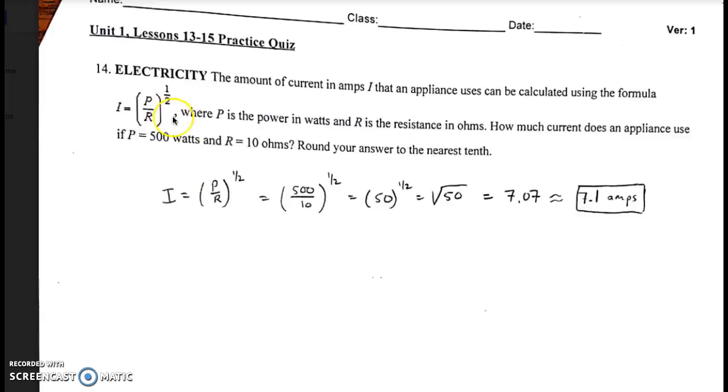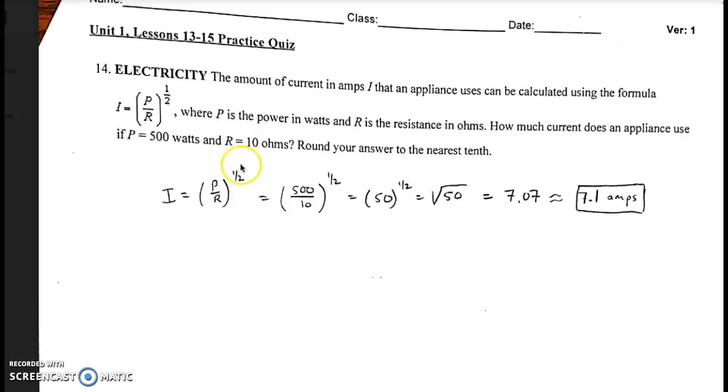And the last question, another word problem, says the amount of current in amps I that an appliance uses can be calculated using the formula I equals P divided by R to the 1/2 power, where P is the power in watts and R is the resistance in ohms. How much current does an appliance use if P equals 500 and R equals 10 ohms? Round your answer to the nearest tenth.